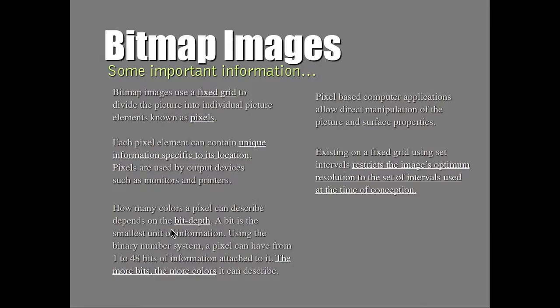So bit depth plays a big role in what we see on our screen. And so using the binary number system, a pixel can have from 1 to 48 bits, although it can have even more information than that. And the more bits that something has, the more colors it can describe. So the higher the bit depth, the greater the color range, the greater the gamut. And gamut is G-A-M-U-T. Gamut. I love that word.